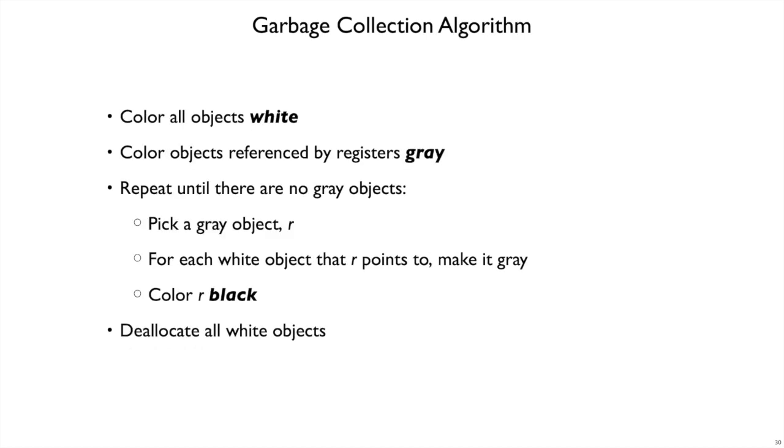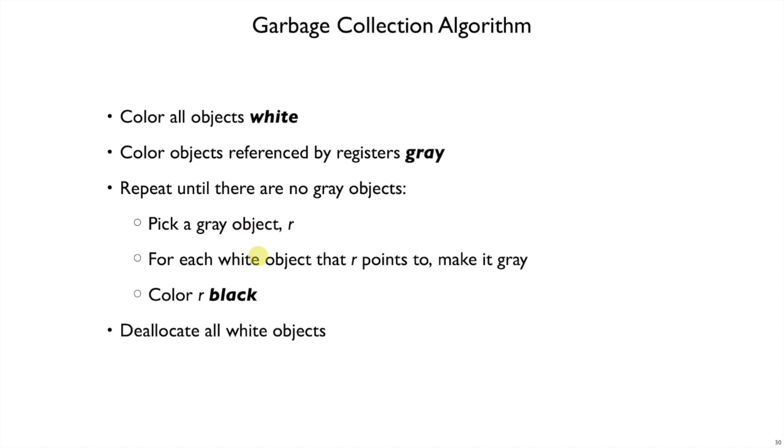To make this a little more precise, we'll use some standard terminology for the algorithm. We're going to start with all objects. When we want to perform a garbage collection, we start with all objects colored white. And then we start with registers, and we color the objects referenced by registers gray. So gray corresponds to live, but it also corresponds to live objects that we're not done looking at. Then after we've colored all the objects referenced by registers gray, we go into a loop where we pick any gray object that exists.